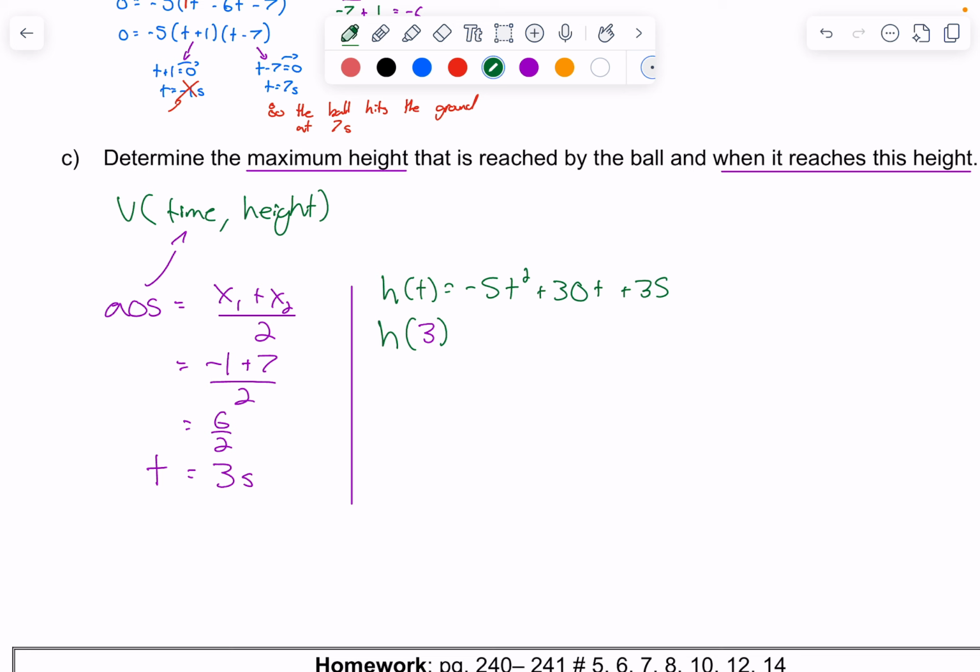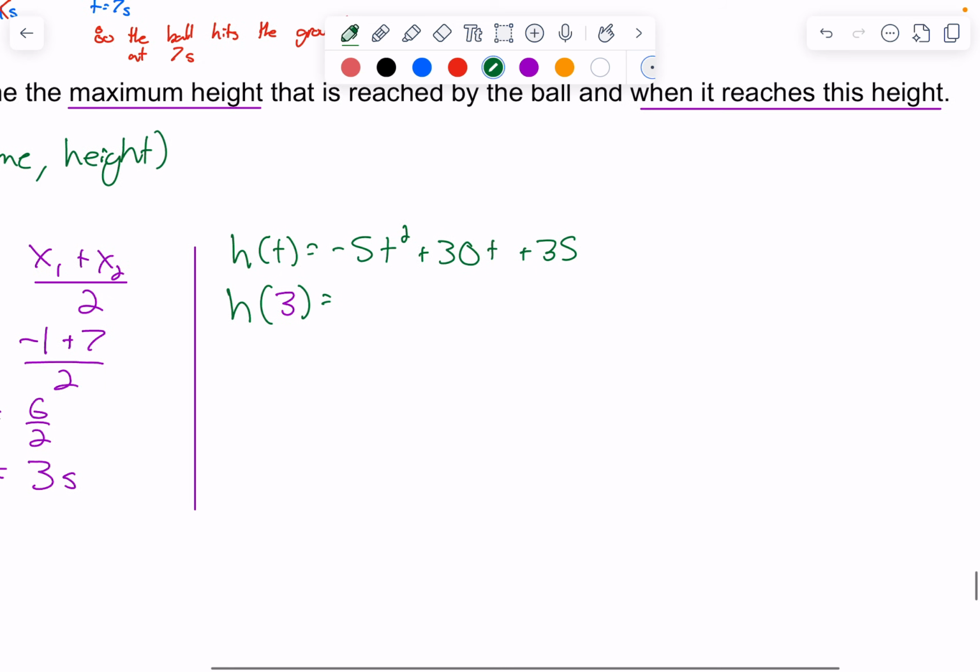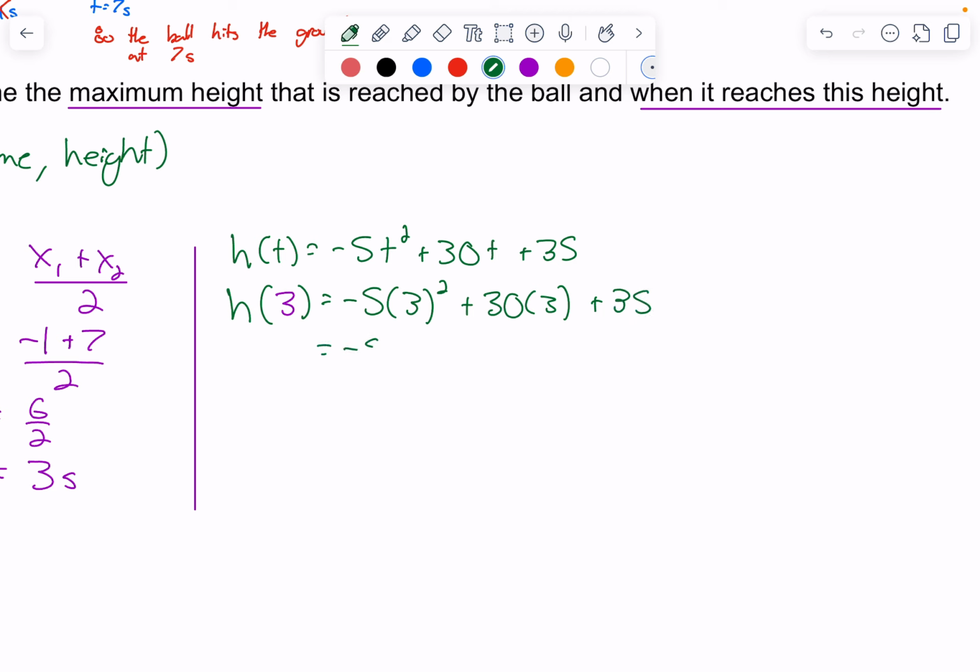What is the height when you're at your maximum x coordinate? Minus 5(3) squared plus 30(3) plus 35. So this would be minus 5 times 9 plus 90 plus 35. I'm just going to use my calculator. That first term would be minus 45, plus 90, plus 35. We would get 80 meters.